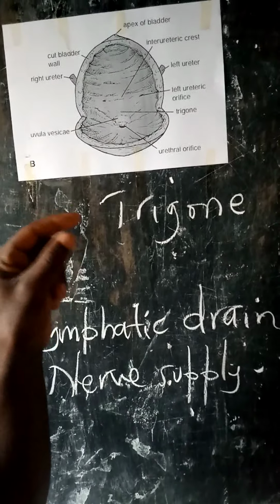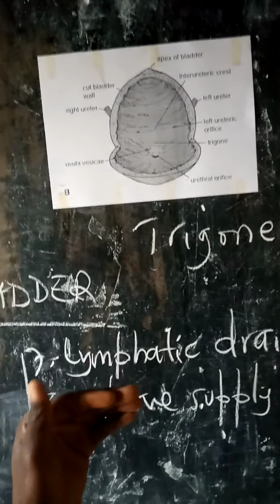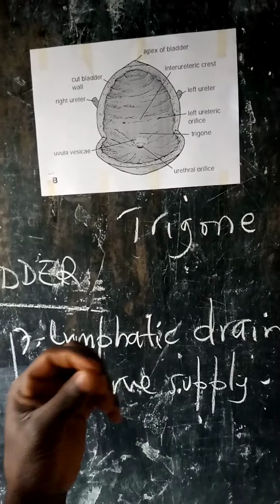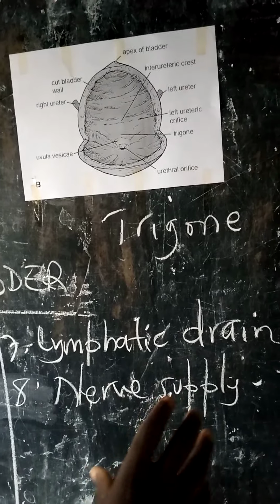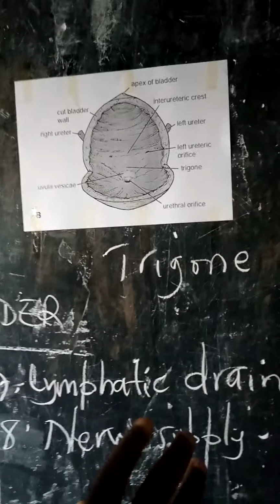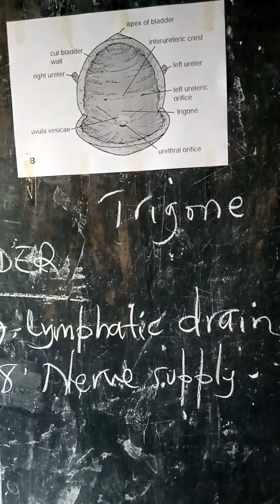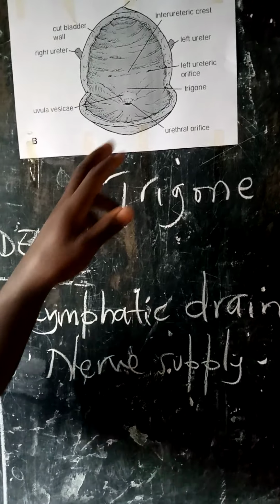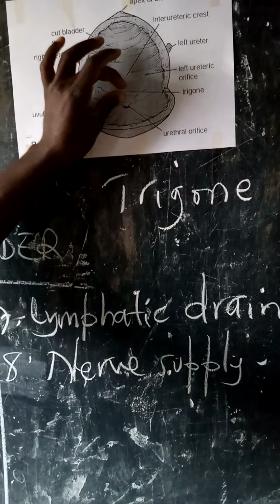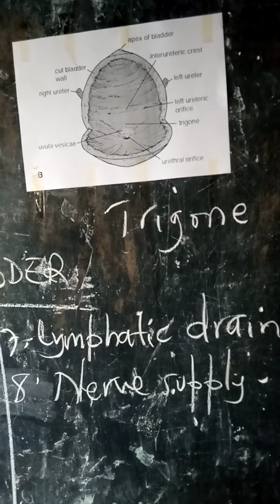This mucosa of the trigone is smooth and firmly attached to the underlying muscle. It has a very good blood supply and nerve supply. Then still about the trigone, we shall see that it is a triangular area.